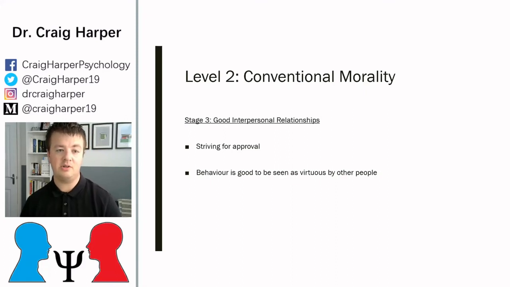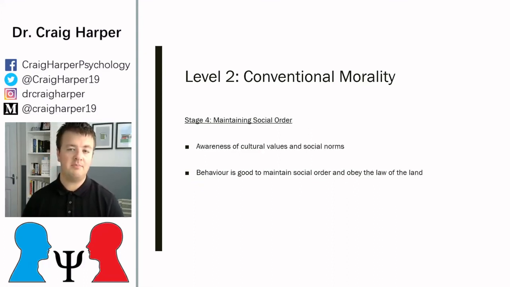At level 2, you've got stages 3 and 4, which again is around maintaining, first off, good interpersonal relationships. So you're striving for approval from other people, and behaviour is conceptualised as being moral if it maintains strong interpersonal relationships, if other people see it as being virtuous. In terms of maintaining social order, there's an awareness that there are certain cultural values or cultural norms that are valued. Behaviour is seen as good if it maintains a sense of social order or community, or if it obeys the law of the land.